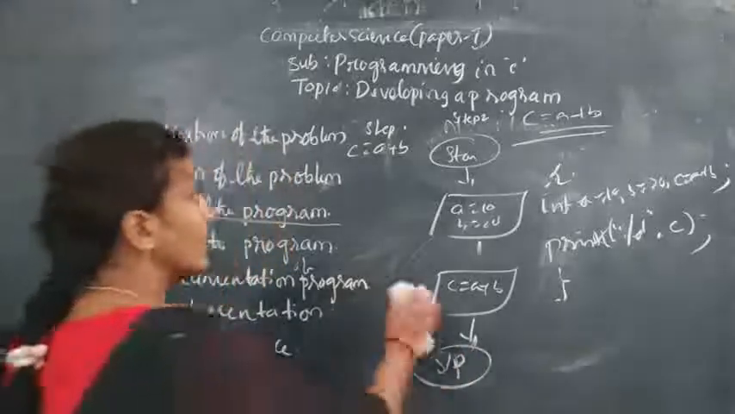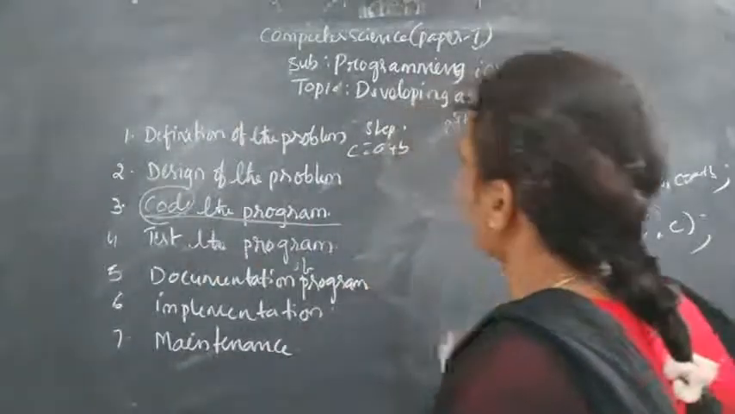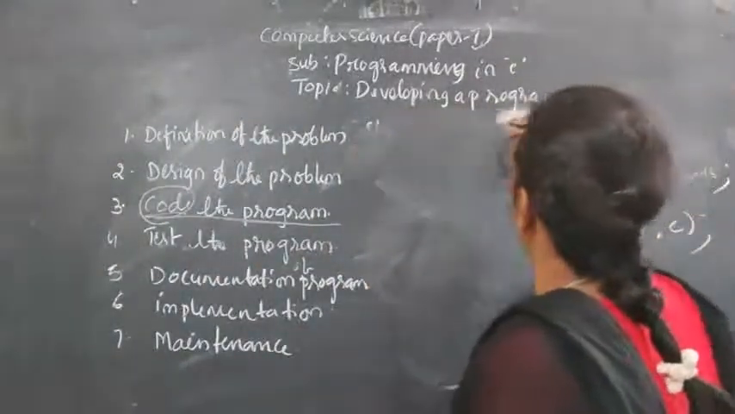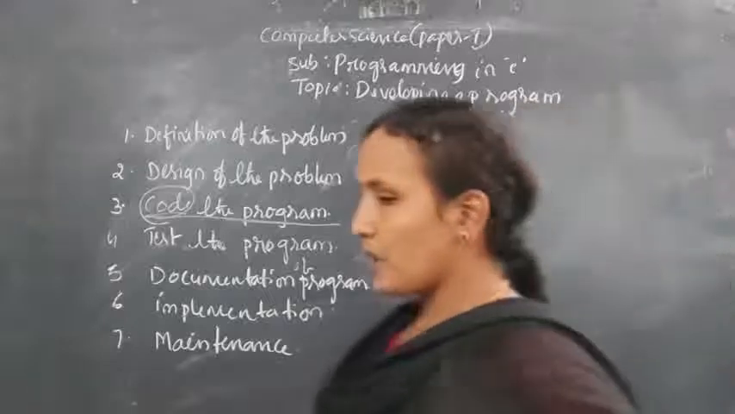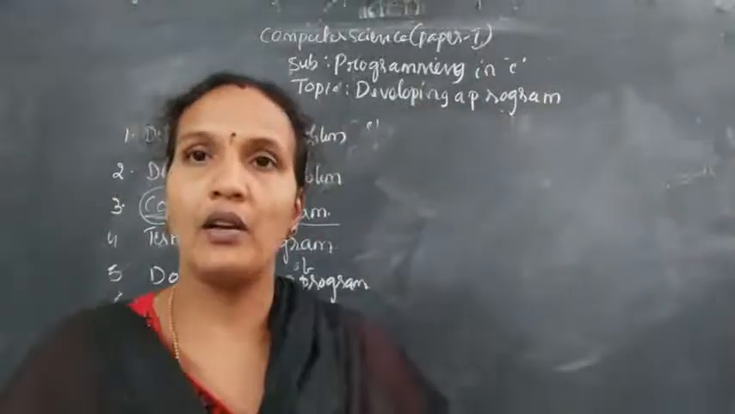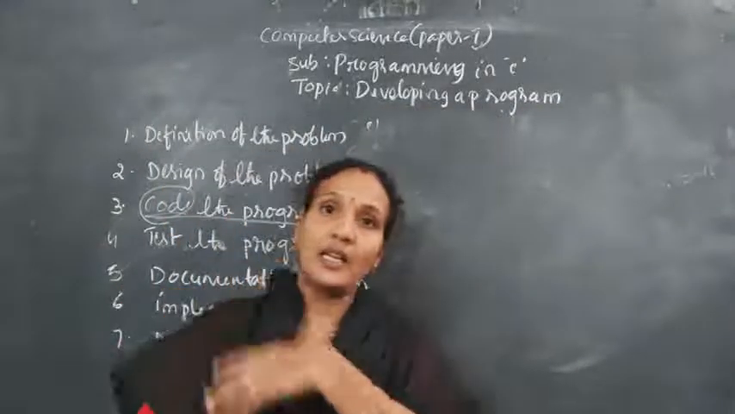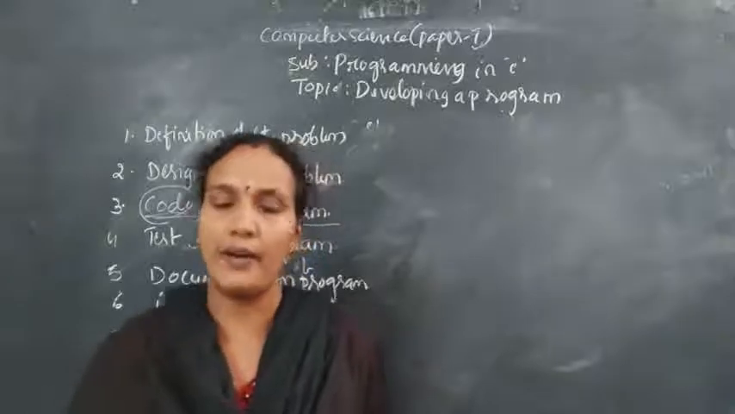Clear? Now come to the fourth one. What is the fourth one? Test the program. Test the program means, for example, in the last class I explained compilation and linking. Actually, what is compilation?